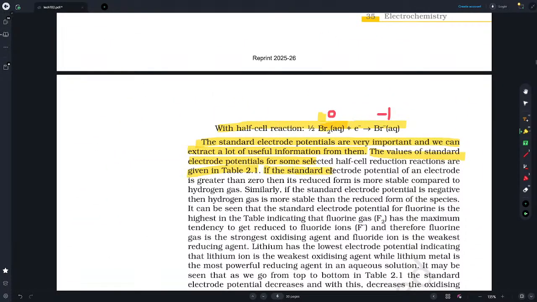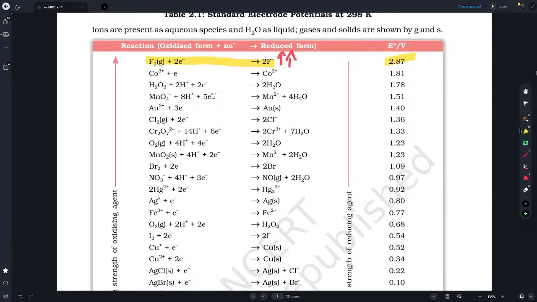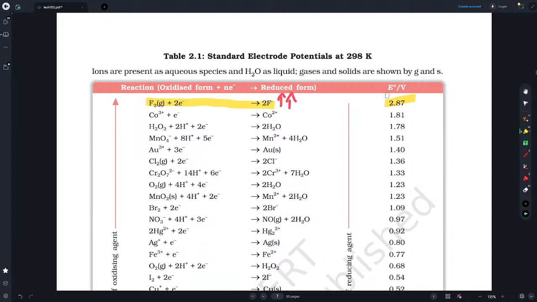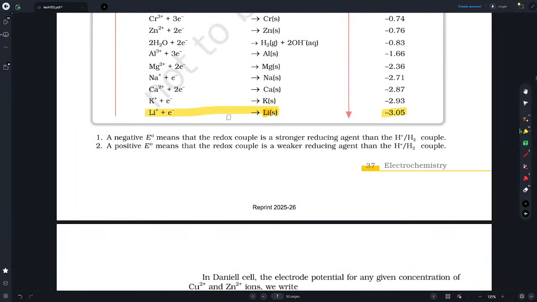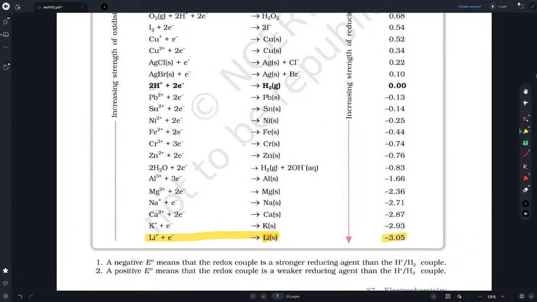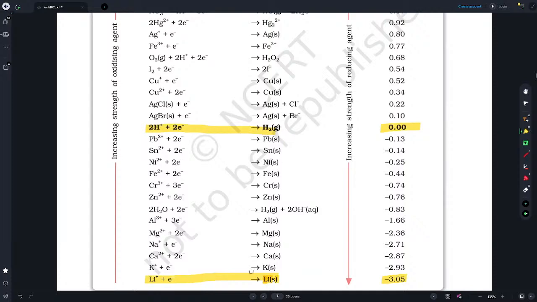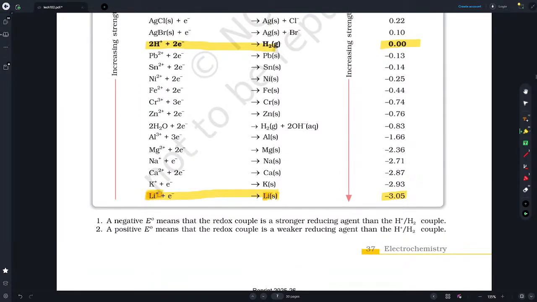If the standard electrode potential of an electrode is greater than 0, then its reduced form is more stable compared to hydrogen gas. Basically, here this 2F minus, which is the reduced form, is really stable. That is the reason the tendency to undergo reduction in fluorine is very high, at 2.87 volt. But the tendency to undergo reduction in lithium plus ion is very less, so lithium solid is very unstable compared to the hydrogen ion, which has a 0, very unstable compared to hydrogen gas. So as such, it can be very stable as lithium plus.